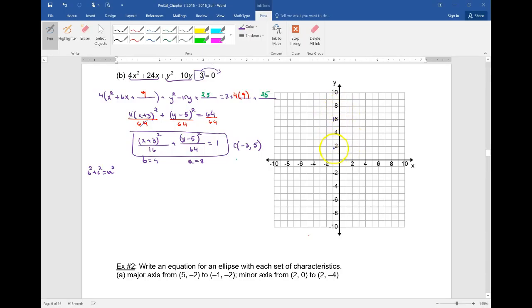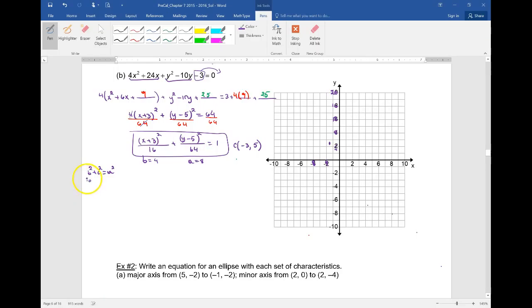I'm just renumbering them. I'm just making this 4, 8, 12. Okay, and I'll make this negative 4 and negative 8. Okay, so at negative 3, comma 5, that's right there. That's the center. Okay, now, how much is C?